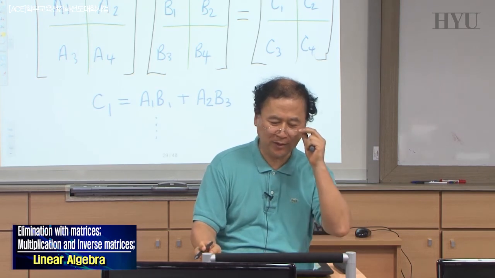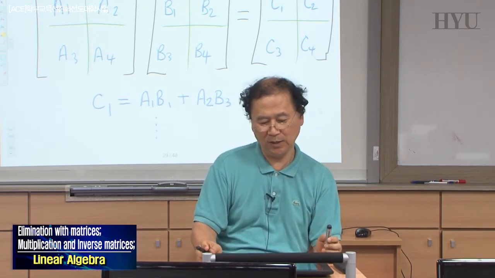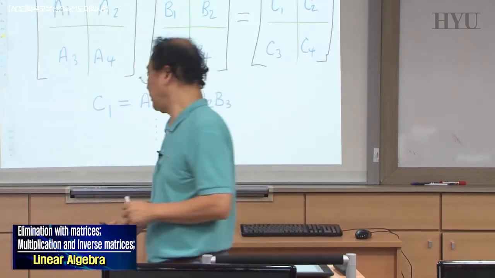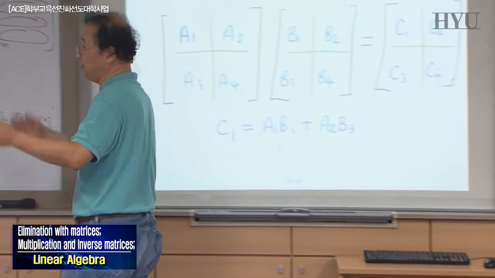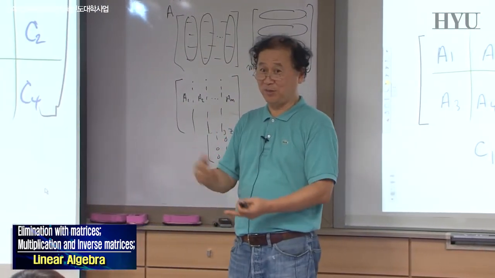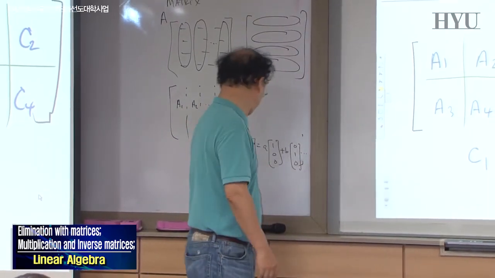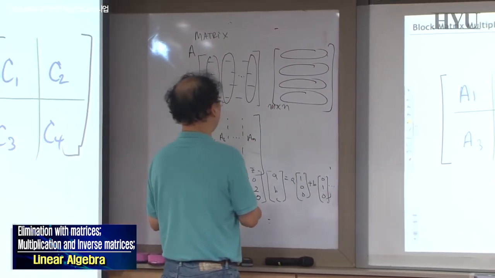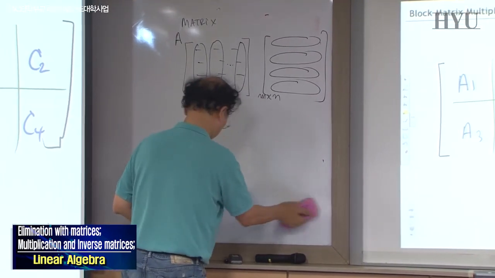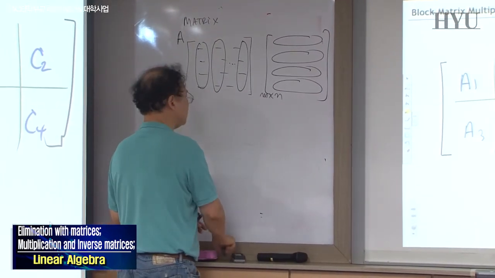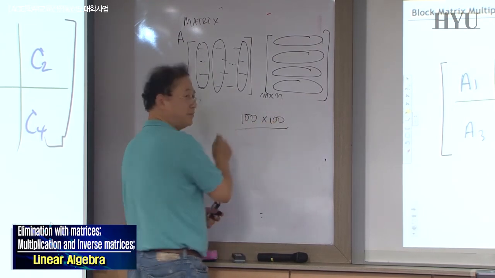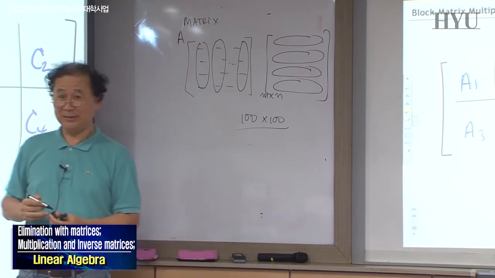Okay, the last one I'm going to discuss is block matrix multiplication. Up to now, most of the examples we discussed are 3 by 3 or 4 by 4. Most cases, for explanation, just use 2 by 2 or 3 by 3, right? In real engineering computation, sometimes you have to deal with hundred by hundred matrices. It's a big matrix.